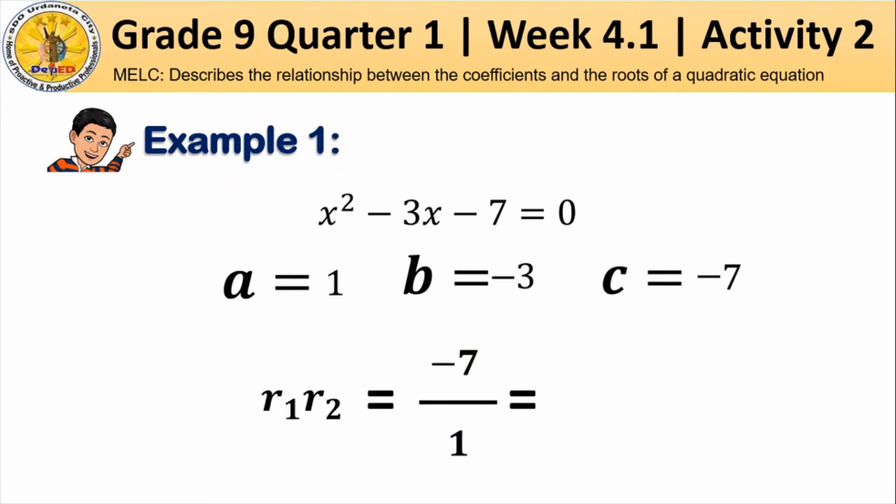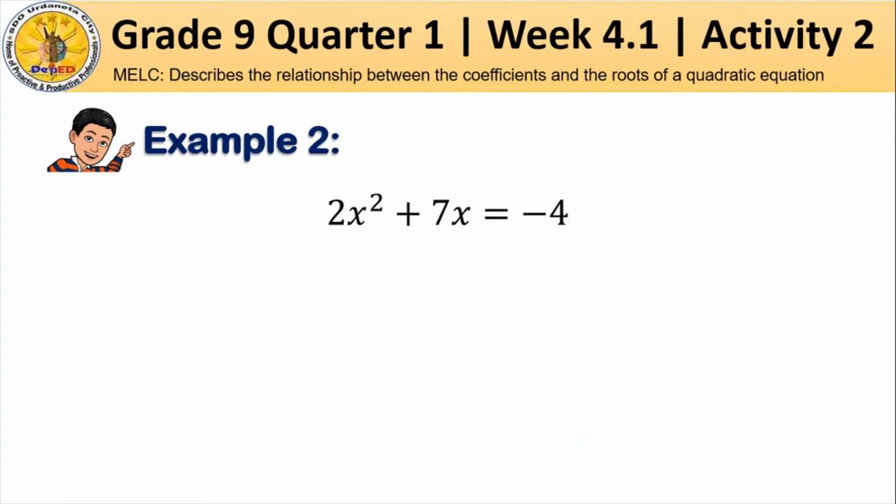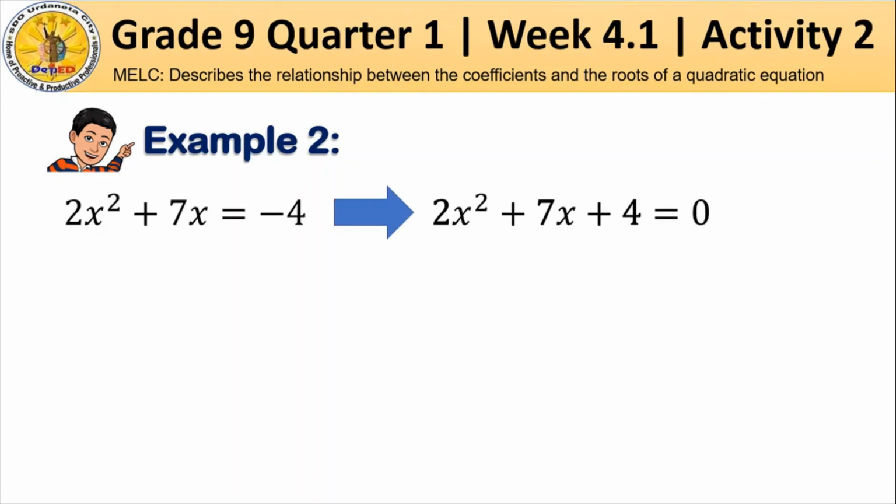Then we simplify. Negative 7 divided by 1 is negative 7. Next example. 2x squared plus 7x is equal to negative 4. First, we need to rewrite this equation in standard form. That is, 2x squared plus 7x plus 4 is equal to 0.